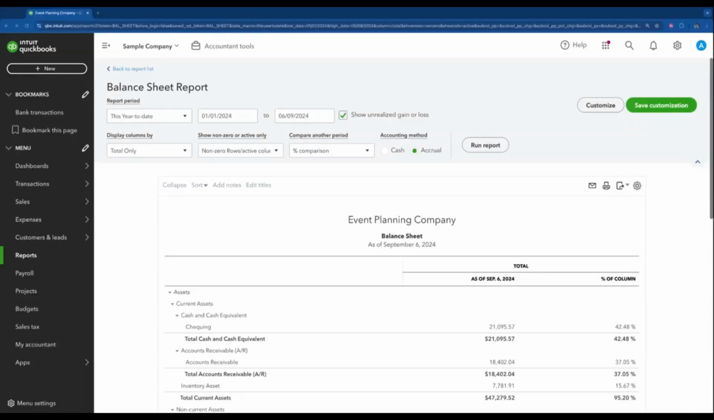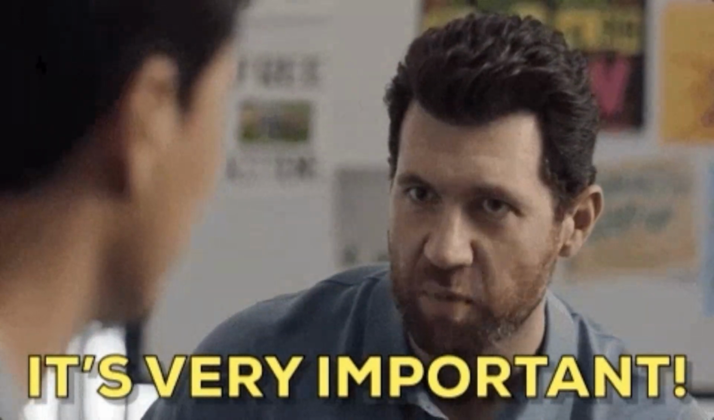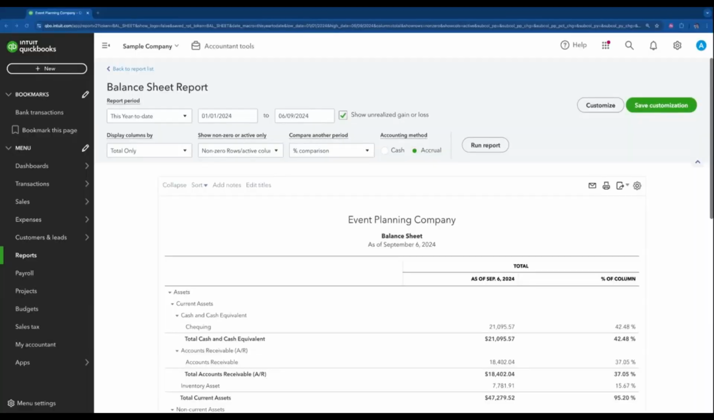I know I did a quick overview of this event planning company's year-to-date profit and loss, but I did not want to neglect how important the balance sheet is. I've gotten this question a few times, definitely recently, from some of our clients just asking, Alex, how can I determine the financial health of my business from the balance sheet? I think this is a really important question.